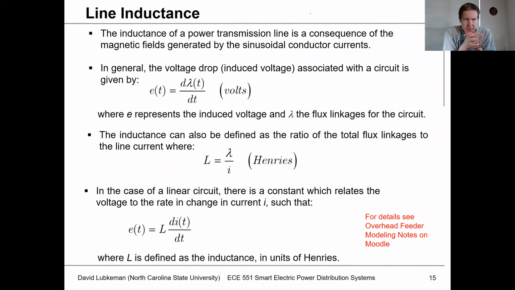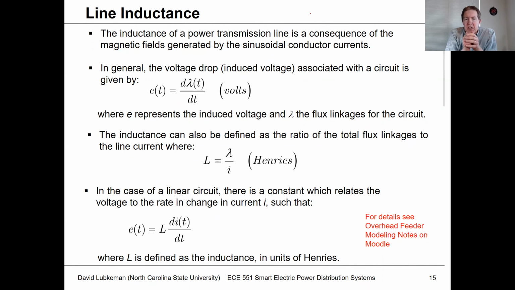All right, so now let's go into how we can come up with an impedance model for this overhead. And what we're going to focus on first is the calculation of the line inductance. Basically, if you have a current going through a wire, then that's going to create a magnetic field. And associated with that you're going to have a line inductance, associated with that magnetic energy storage.